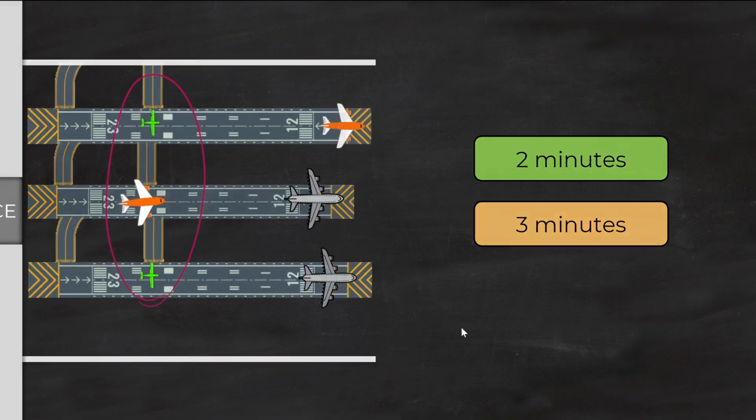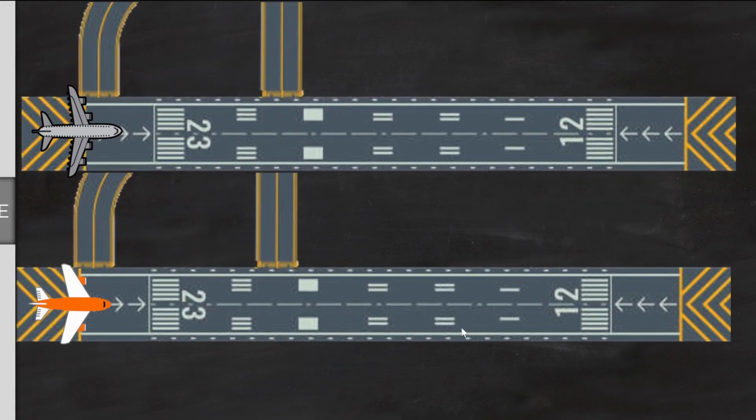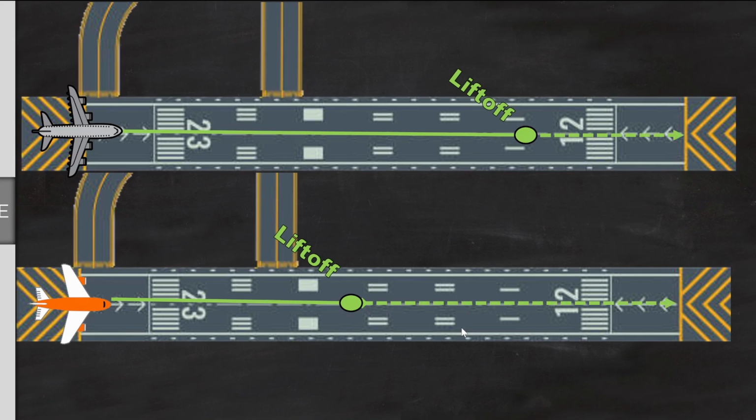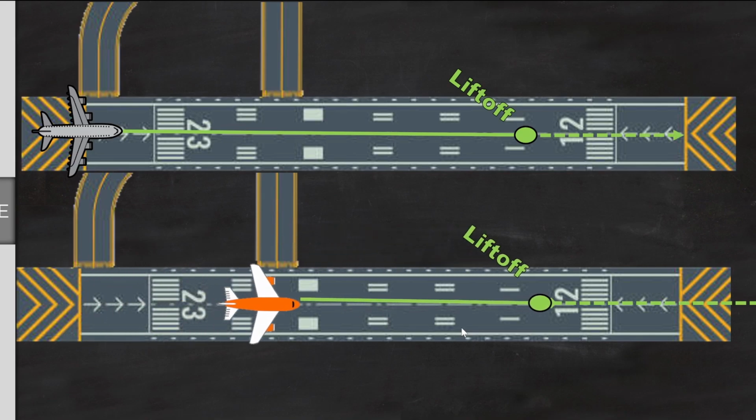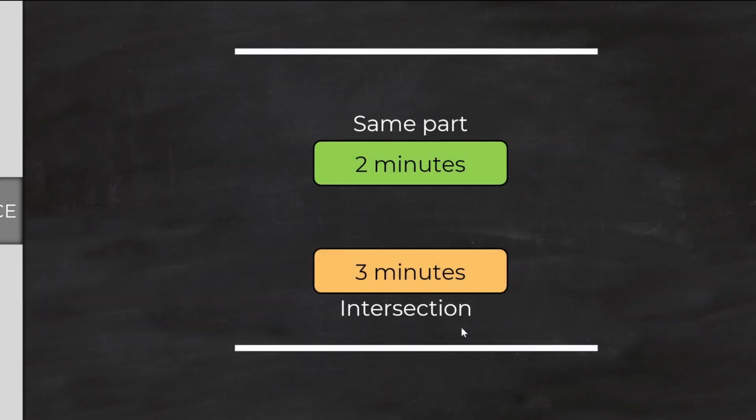That's the second number. This is based on the principle that the heavier airplane lifts off later, which is the point at which the wake begins. If the lighter airplane starts its takeoff roll further down the runway, then it's more likely to hit the wakes at a critical phase when it's still very close to the ground. 2 minutes from the same part of the runway, 3 minutes if from an intersection by the lighter one.